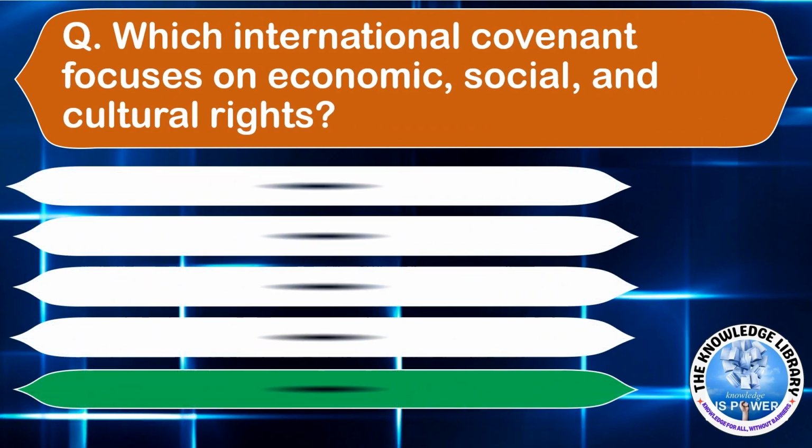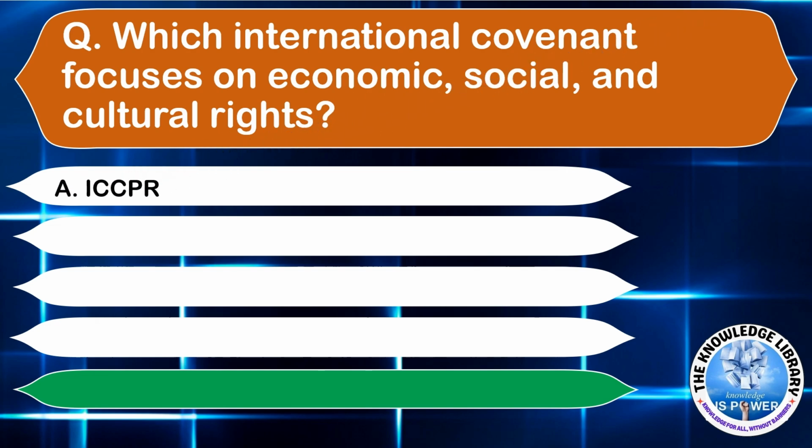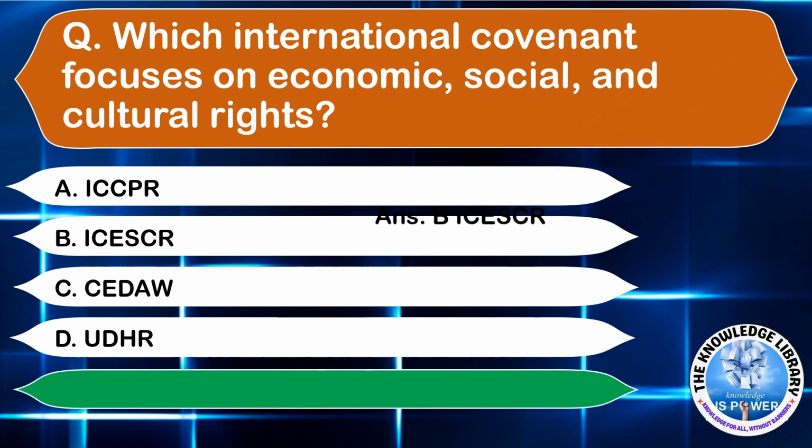Next question is, which international convention focuses on economic, social and cultural rights? Option A, ICCPR. Option B, ICSCR. Option C, CEDAW. Option D, UDHR. Correct answer is option B, ICSCR.